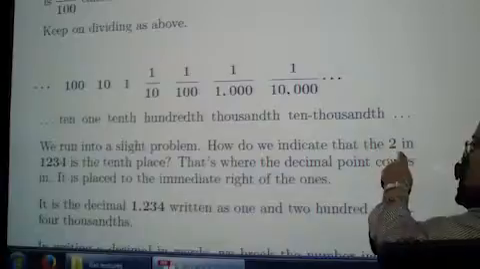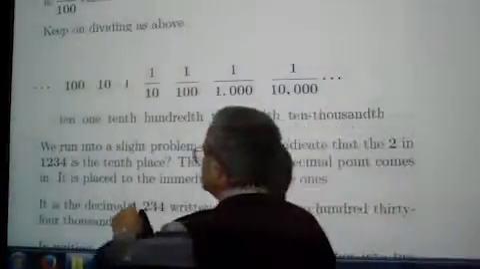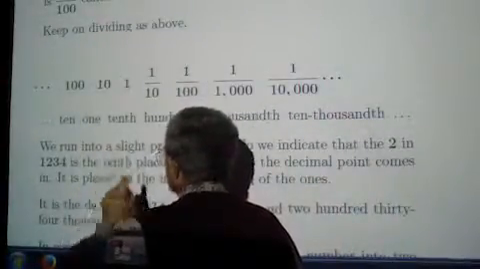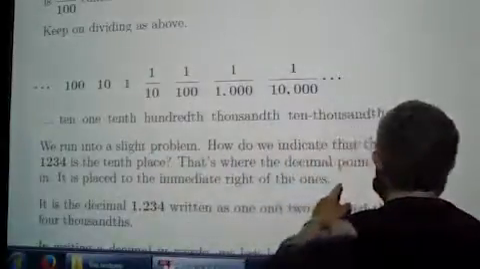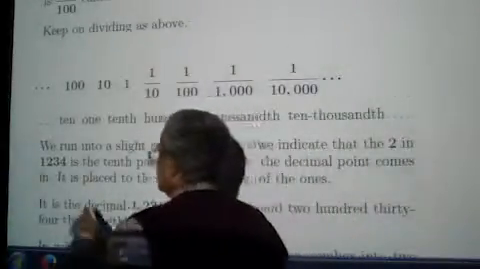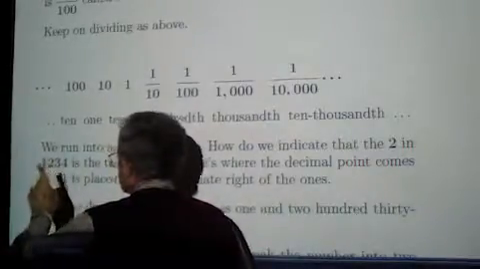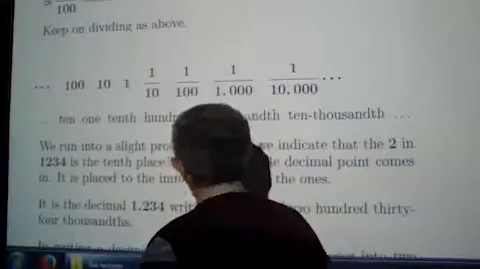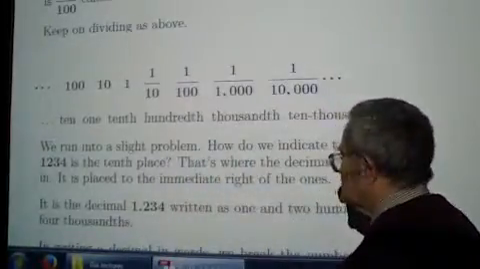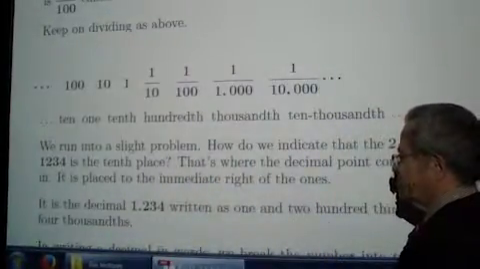We want to indicate that the 2 is in the tenths place, tenths with a th. How do we do that? Right now, the 2 is in the hundreds place, hundreds, not hundredths with the th. I need something. So how do I do it? I put in a decimal point.